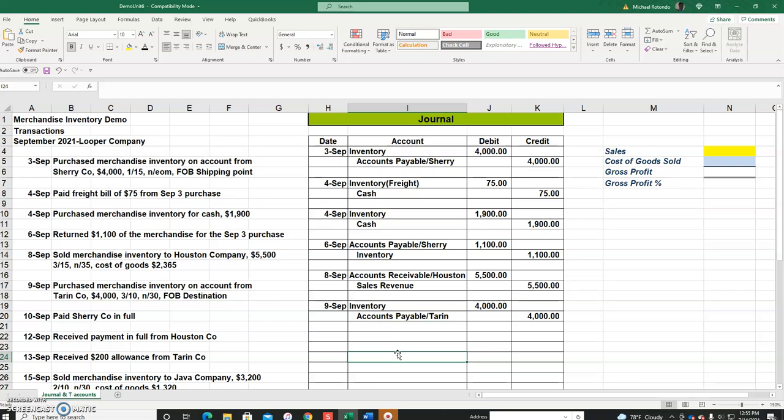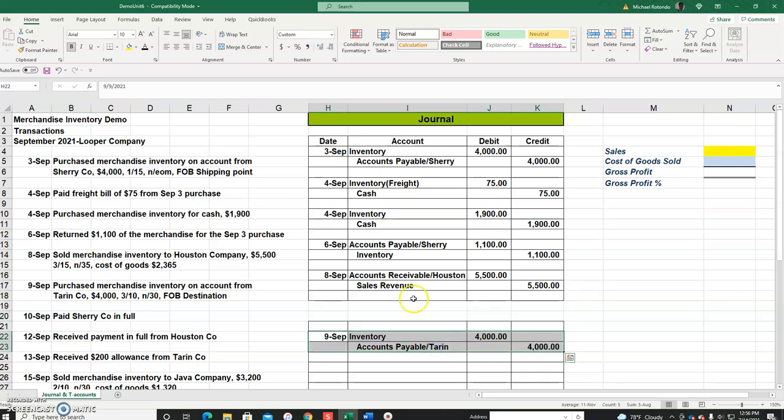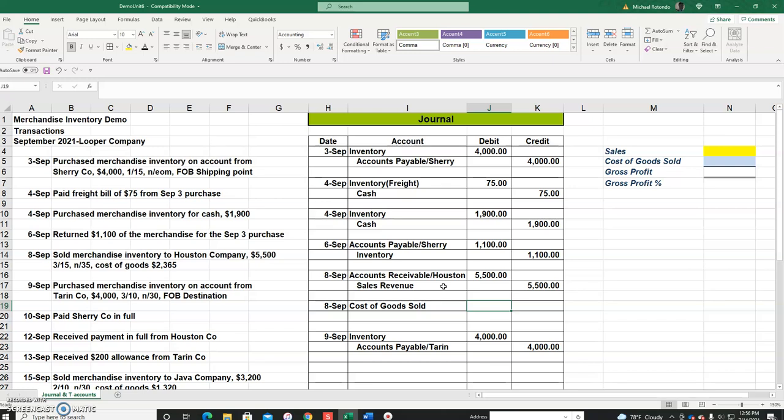And we can do that because of the technology we have. We have the universal product code, scanners, things like that. If we went back 50 years ago, to the 1970s, we didn't have that technology. So we had to use the periodic method. So what we need to do here is drop this down, and make sure we do the cost of goods sold entry here. So we have cost of goods sold, and for Houston, it was $2,365. And we're going to credit inventory.